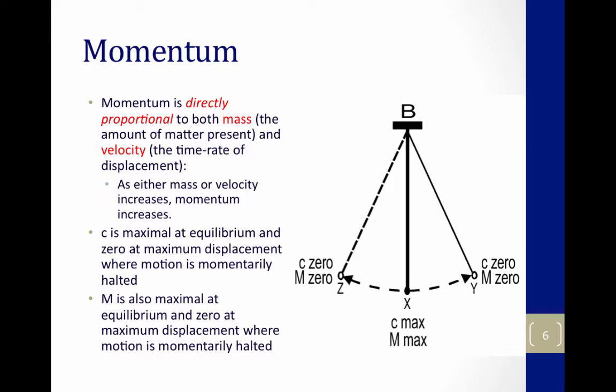Velocity is at a max when the pendulum is flying through equilibrium. Momentum is at a max when the pendulum is flying through equilibrium. Both velocity and momentum are zero at maximum displacement when the pendulum stops moving to change directions.